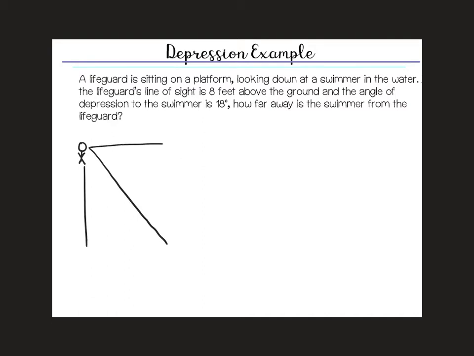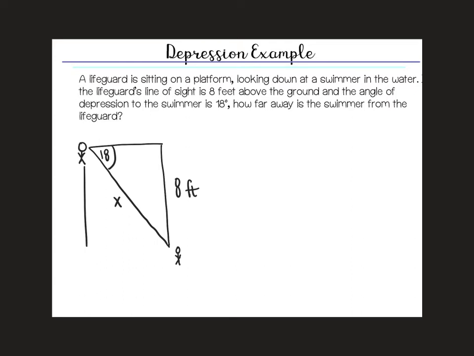And if you think back to our very first example, the depression triangles were always upside down. So I always draw my depression triangles upside down. I just recommend that you do the same. The lifeguard's line of sight is 8 feet above the ground. So that would be here. The angle of depression to the swimmer is 18 degrees. That's here. How far away is the swimmer from the lifeguard? So that would be the hypotenuse.